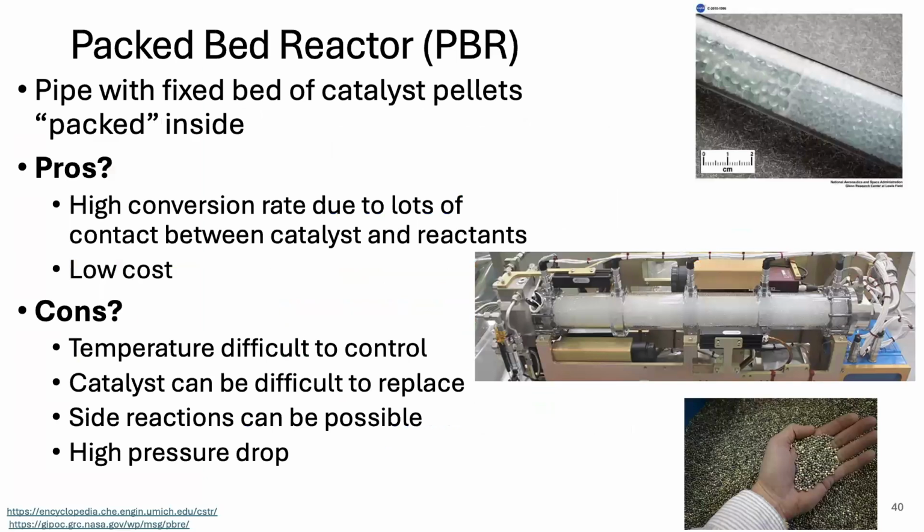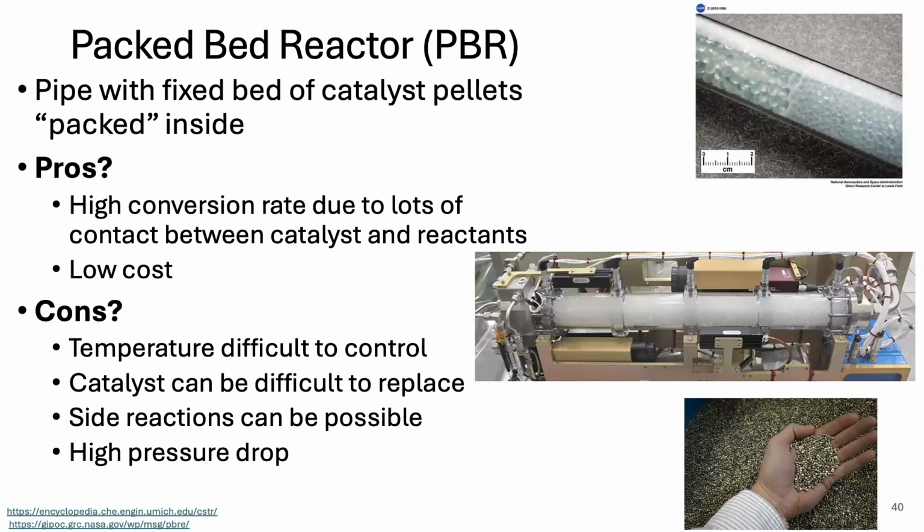So what's good and bad about a PBR? Well, you can achieve high conversion rates due to lots of contact between the catalyst and reactants, and they're generally low-cost reactors again, much like a PFR. There's a tube. The catalyst, of course, can be expensive depending on what you're working with. The cons are similar to the PFR, but there's a couple of different ones.